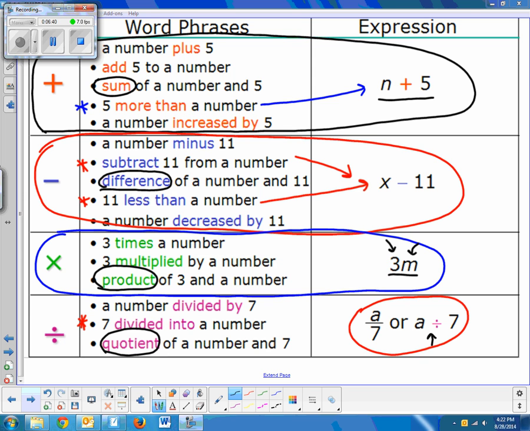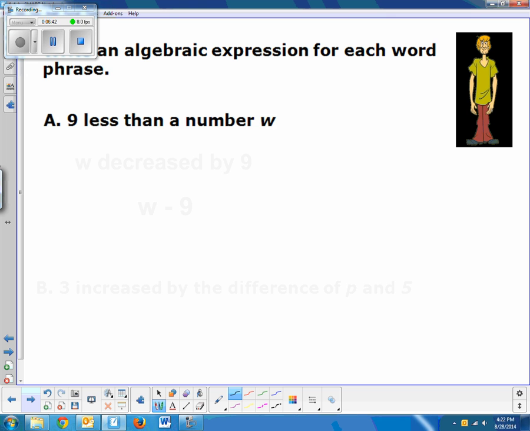All right, let's look at some examples. So, hey, there's Shaggy. If we want to write this word phrase as an algebraic expression, we're looking at this word phrase, 9 less than a number w. I'd like you to pause it. I want you to try this on your own first. Pause the video, try it, and then I'll come back and I'll keep doing it.